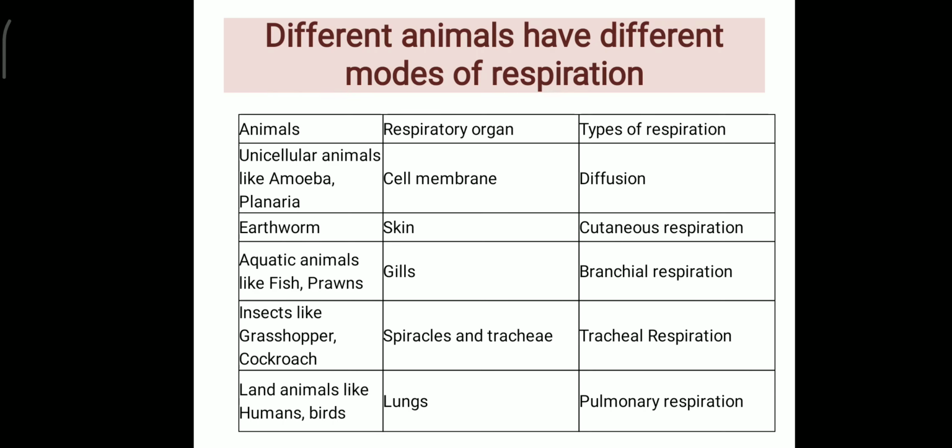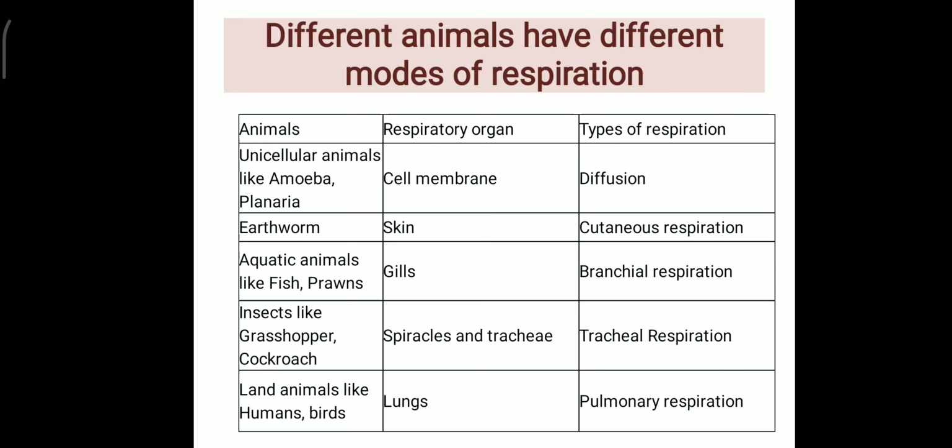Now, in this tabulation, it is clearly given that different animals have different modes of respiration. Can you see this? Yes. So these are some of the common types of respiration. Now I'm going to list them out. The unicellular animals like amoeba and planaria use the cell membrane as the respiratory organ, and the type of respiration they undergo is diffusion.